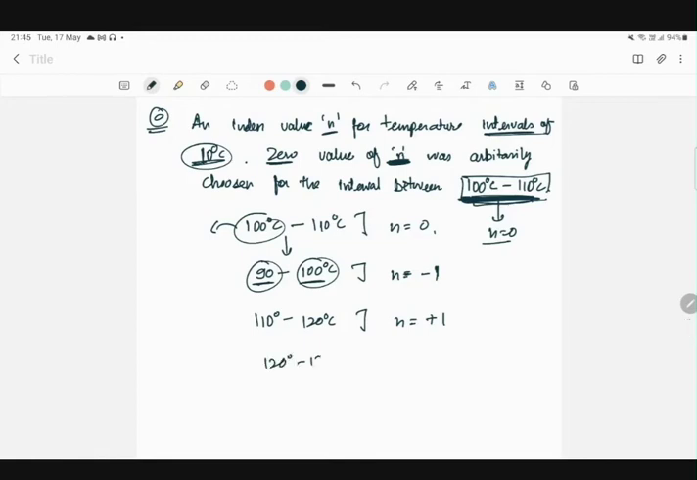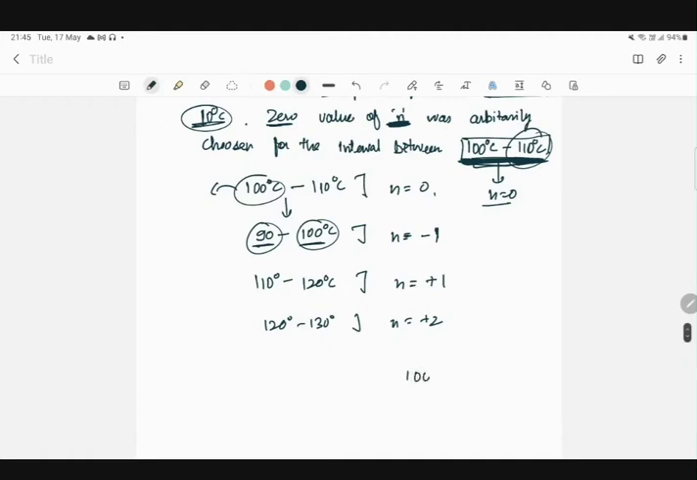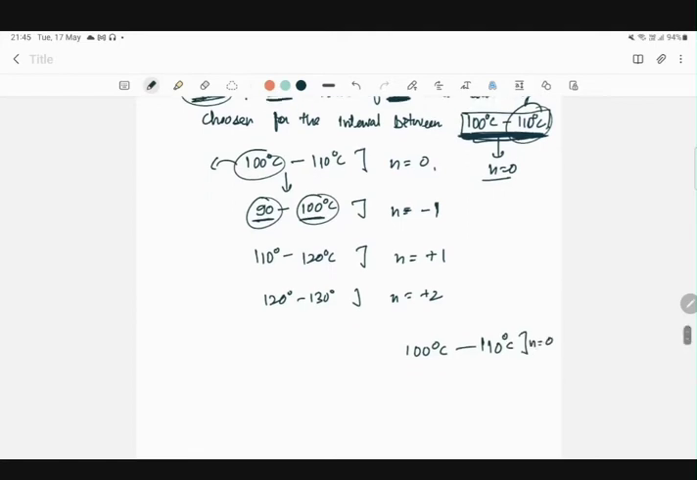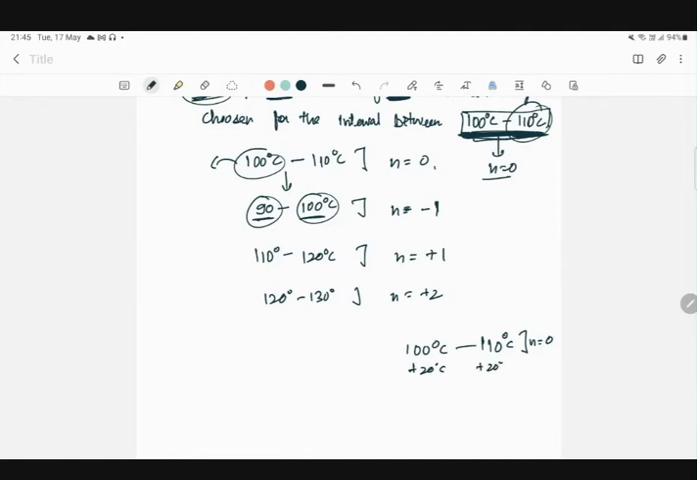Similarly, for 120 degrees Celsius to 130 degrees Celsius, the value of n will be +2, because we are 20 degrees above this range. What was our range for 0? This is our range for n equal to 0. So add 20 degrees Celsius on this side, and we get 120 degrees Celsius to 130 degrees Celsius. So n is equal to 2, because we have increased the temperature by 20 degrees Celsius and n changes in intervals of 10 degrees Celsius. If the temperature increases by 10 degrees Celsius, then n will increase by 1. So we have increased the temperature by 20 degrees Celsius, so the value of n will change by 2. Done.